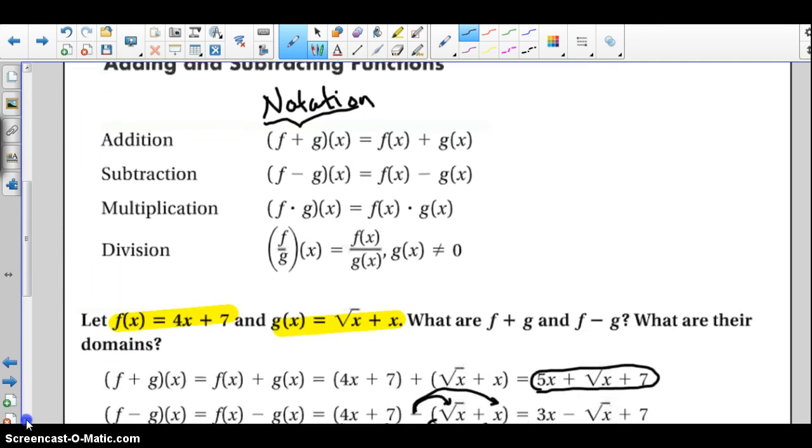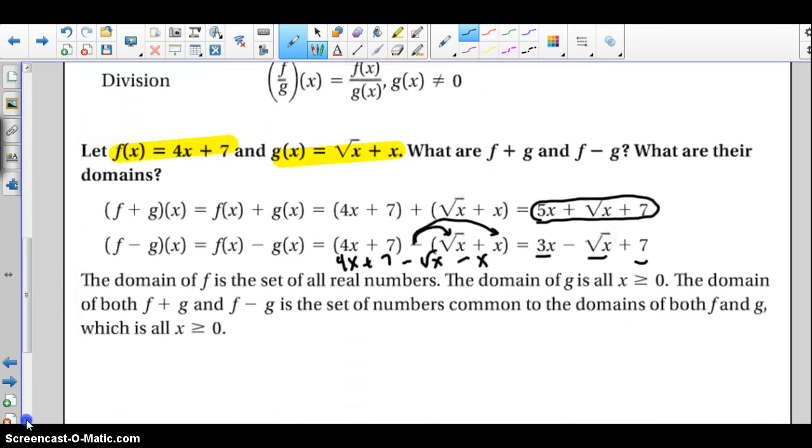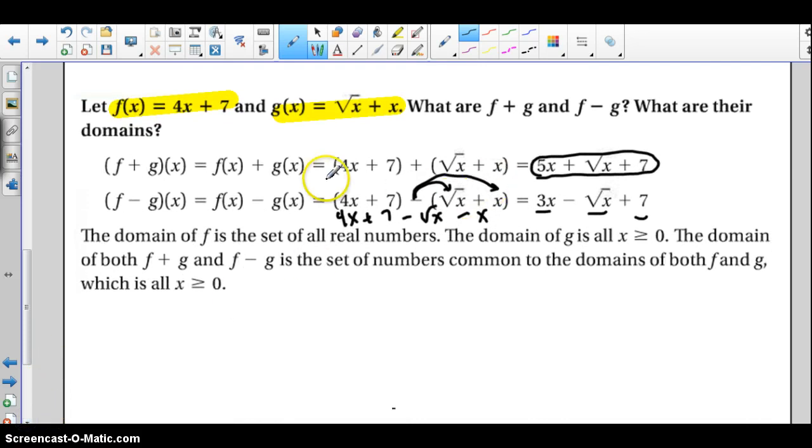So let's scroll on down here for a couple other examples. To finish this up, they asked what their domains are. In other words, what are all the values for x that you can plug into these functions? Take a look here. The domain of f is the set of all real numbers. The domain of g is all the numbers that are greater than or equal to 0.